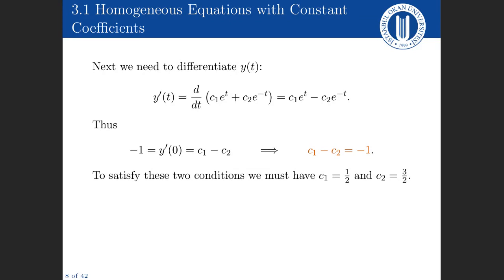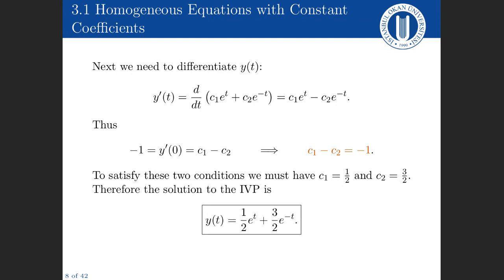As you know how to solve these from linear algebra, let me just tell you that to satisfy these 2 equations, we need to have c1 equal to a half and c2 equal to 3 over 2. As soon as we know c1 and c2, we can write down the solution to the initial value problem. Half e to the power t plus 3 over 2 e to the power minus t.